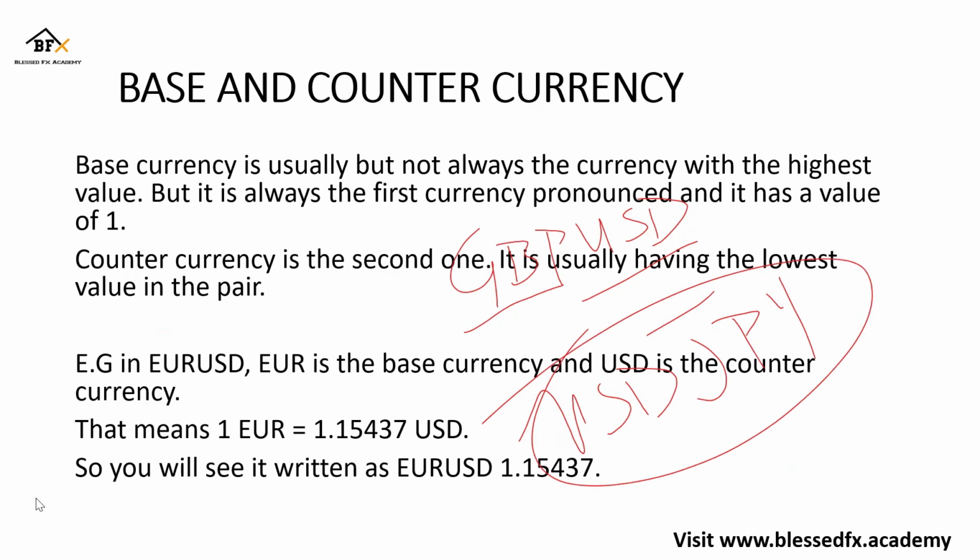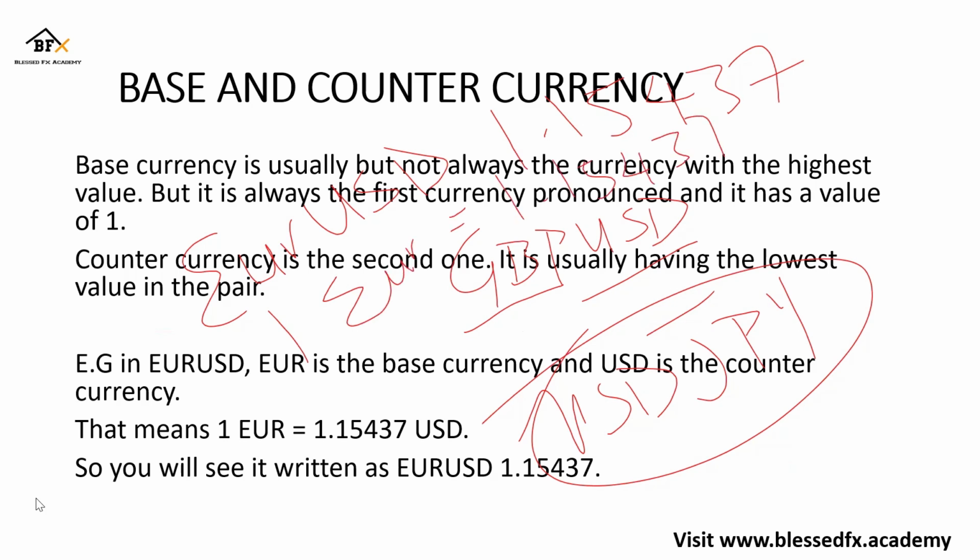Okay. Remember, the first currency is the base currency. The second currency is the counter currency, right? So now the base currency is always having the value of 1. It's always having the value of 1. And the counter currency is now having the exchange rate. For example, if you check your chart and you see Euro USD is 1.15437, what that simply means is that 1 euro is equal to 1.15437. Pretty straightforward, right?